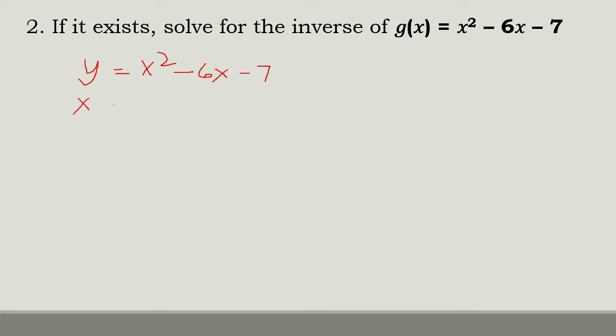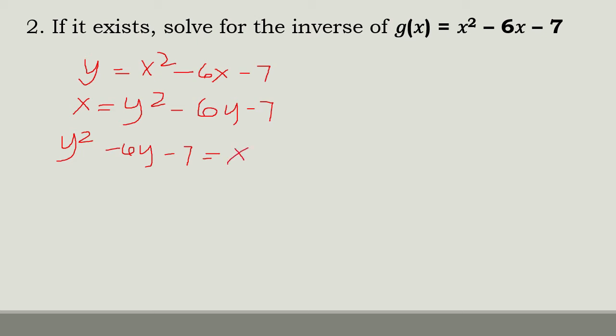After expressing the function in the form of y, we're going to interchange x and y variables in the equation, so that x is equal to y squared minus 6y minus 7. So for it to be easy to solve for y, or to isolate y, let us first interchange: y squared minus 6y minus 7 equals x.